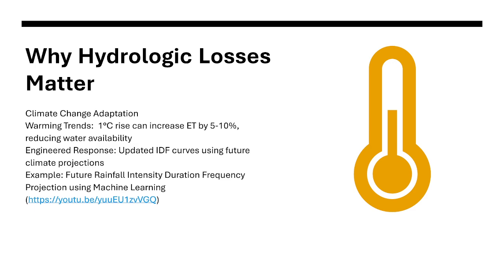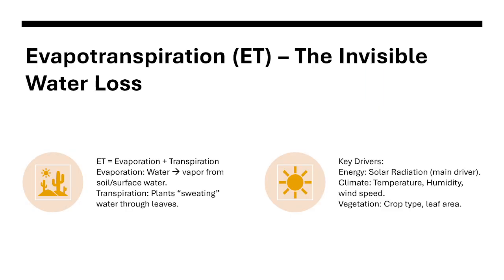Okay, so let us move on to our part one or the first topic in our midterms. Evapotranspiration, the invisible water loss. Okay, so ET, meaning evaporation plus transpiration. Okay, so the evaporation part is the water vapor from soil or surface water, and we have your transpiration. This is the plants sweating through leaves.